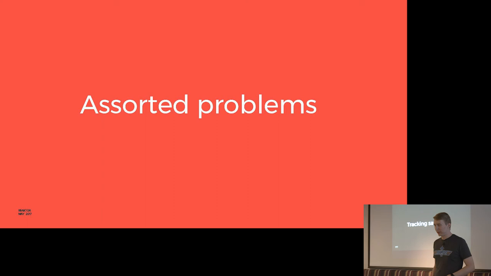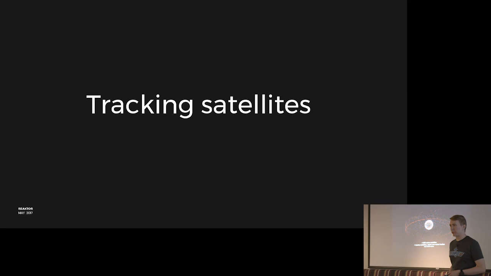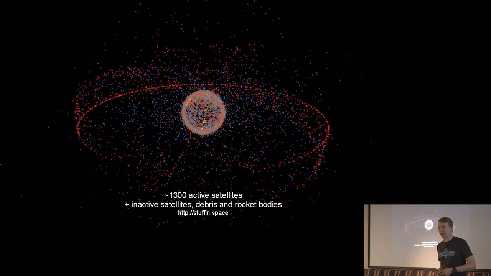So tracking satellites, we already discussed this a bit, but here's a screenshot of basically all the active satellites in space, excluding maybe some military ones that are not openly available. There are around 1,300 active satellites here. All the red dots are active satellites, all the gray dots are some junk, and all the blue dots are rocket bodies that are orbiting there. This is from Stuff in Space, so if you want to browse this interactive website, it's quite nice. WebGL and stuff.